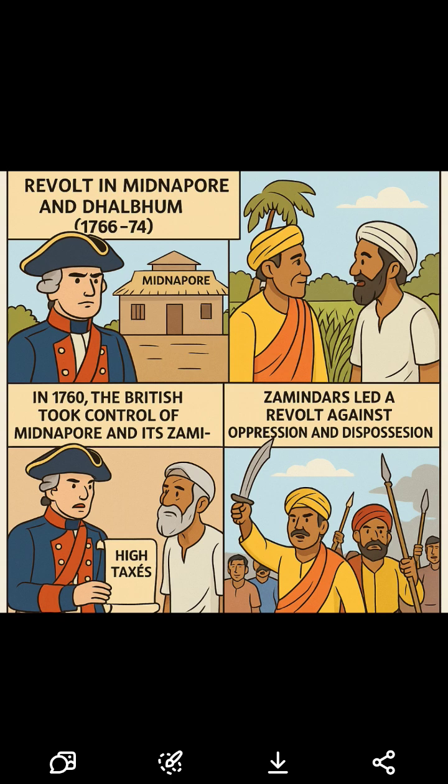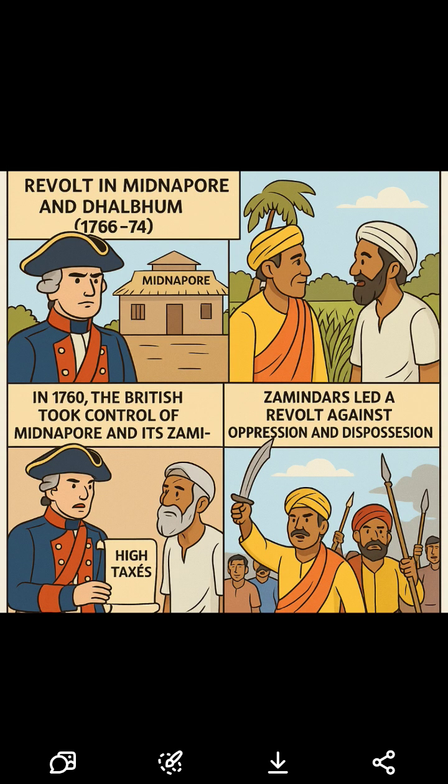What did the rebels do? They attacked British officials, tax collectors and government centers. Villagers refused to pay taxes. Rebels tried to take back lands and re-establish local rule. In some places, zamindars refused to recognize British authority.